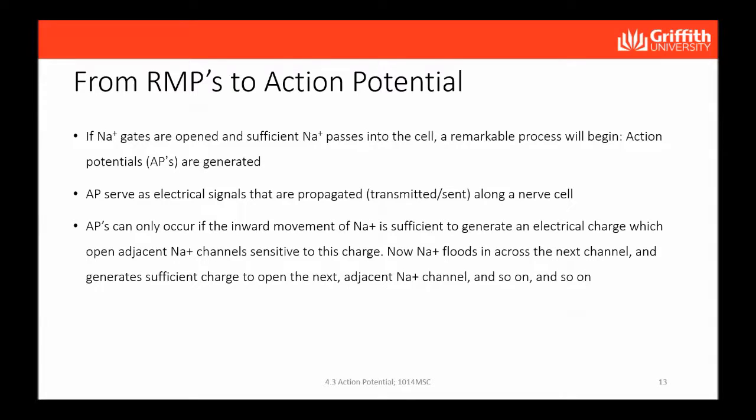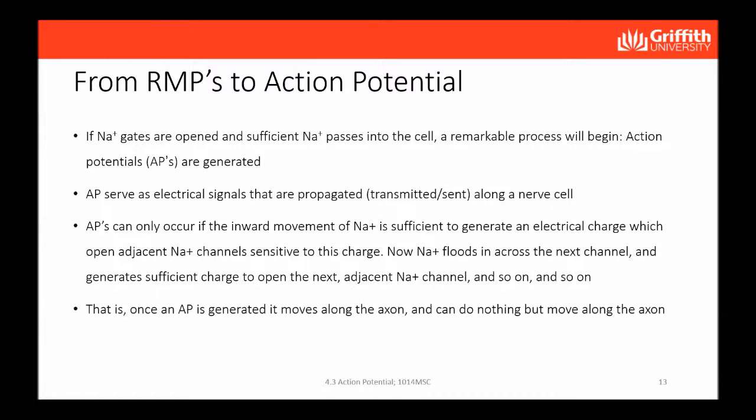They can only occur if the inward movement of sodium is enough to generate sufficient electrical charge to then open the adjacent sodium channels sensitive to this charge. Increased sodium permeability due to the increased channel openings leads to greater and greater depolarization, which increases the sodium permeability, and so on. This explosive positive feedback cycle is responsible for generating an action potential. Once generated, it moves along the axon towards the axon terminals.